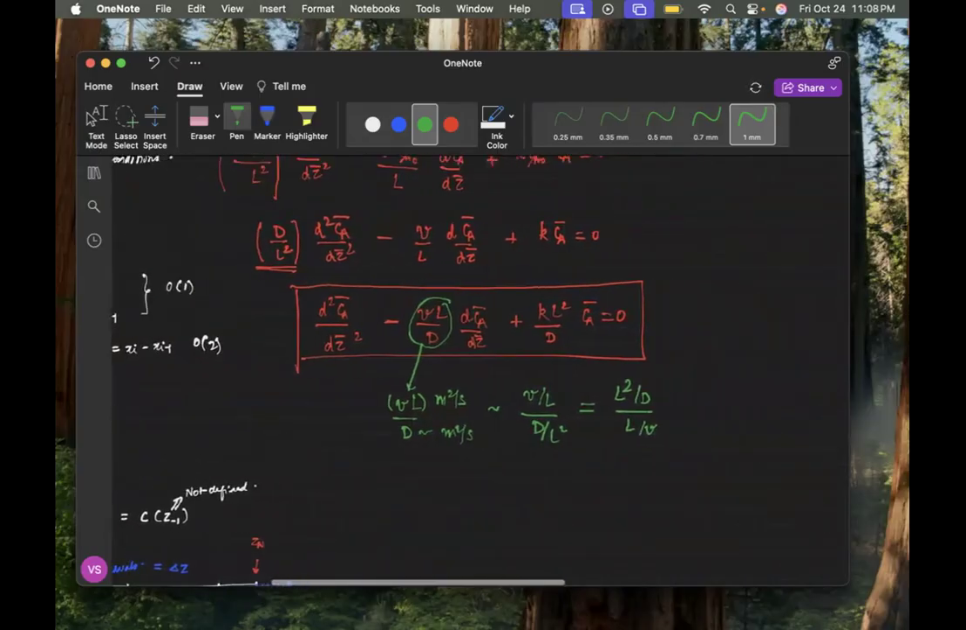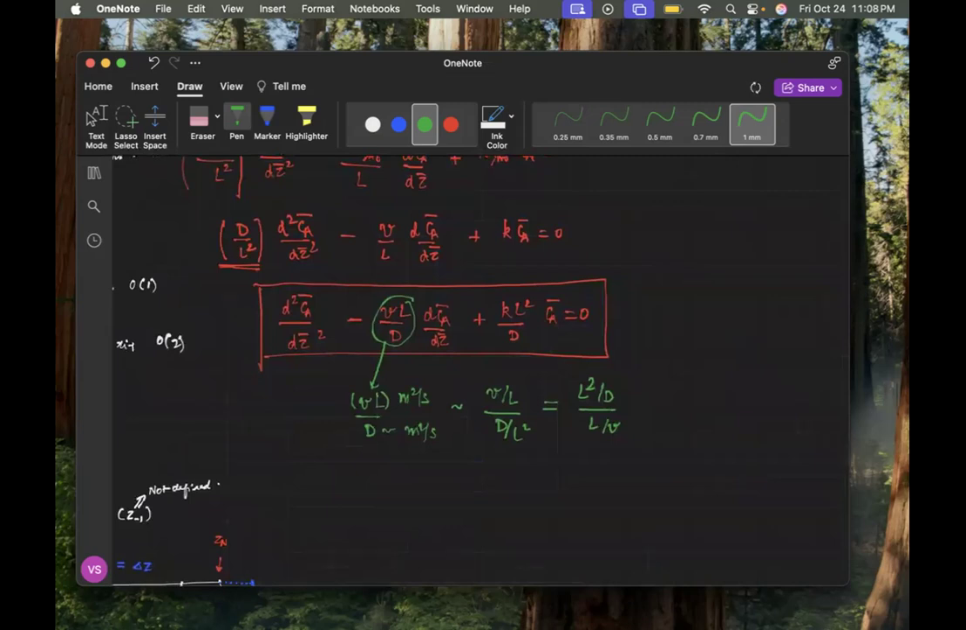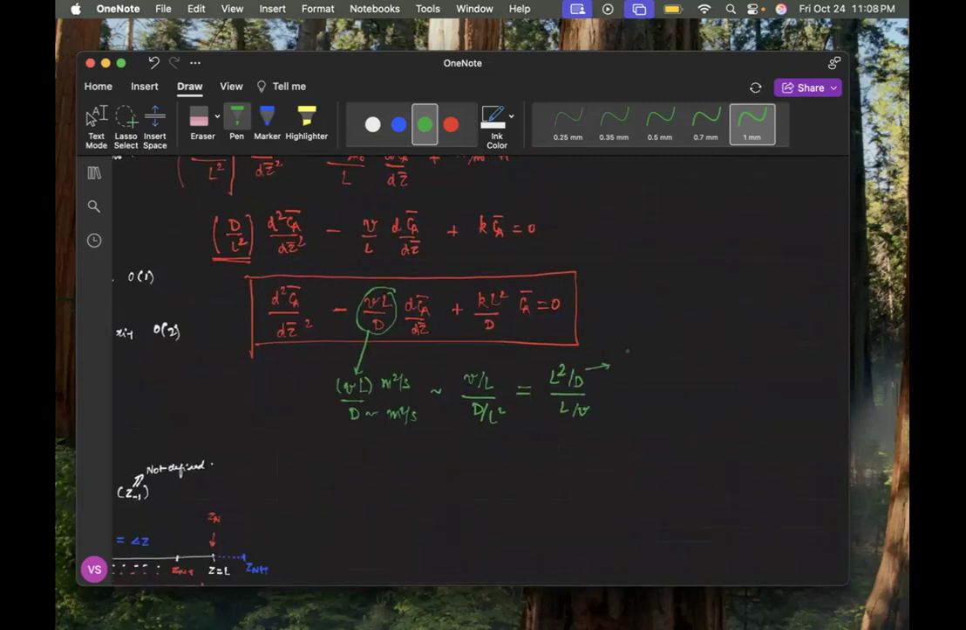So now L squared by D is known as a diffusion time scale. So this has a unit of time. So L squared is meter squared. Diffusion coefficient has the unit of meter squared per second. So the numerator has a unit of seconds. So this is known as a diffusion time scale.